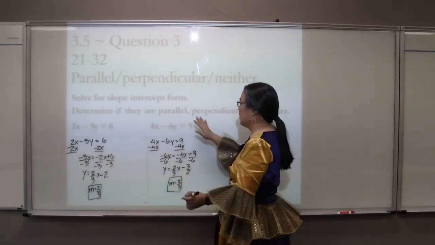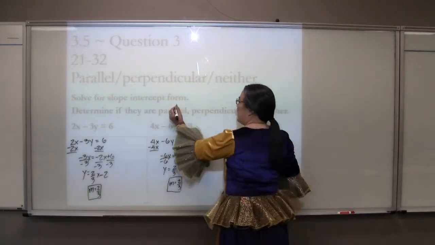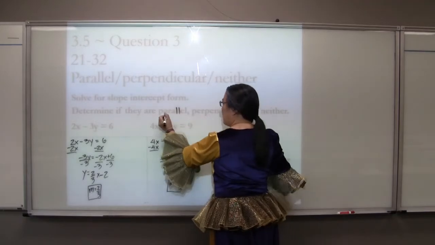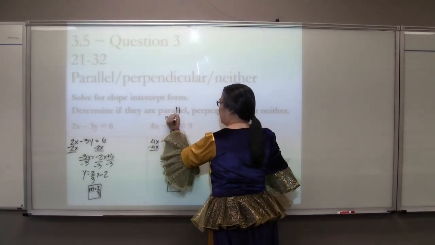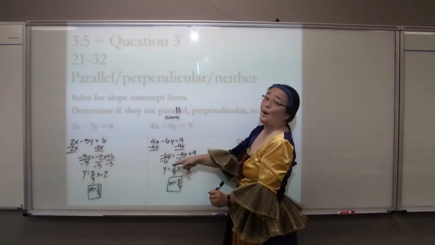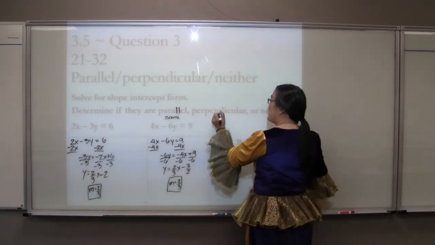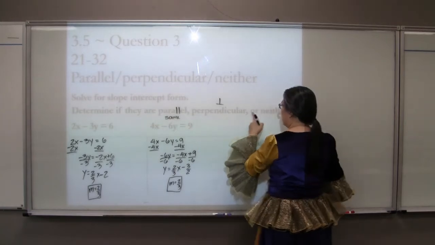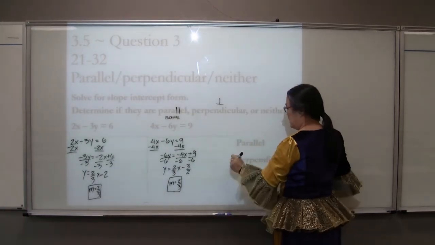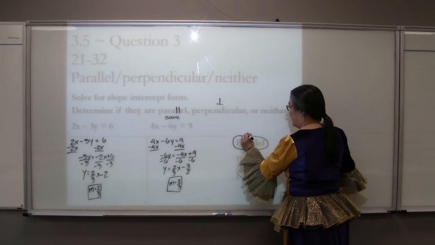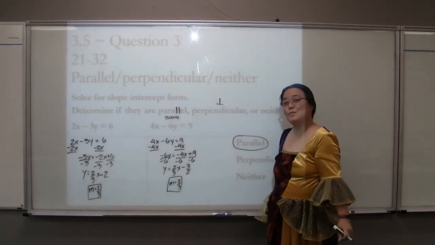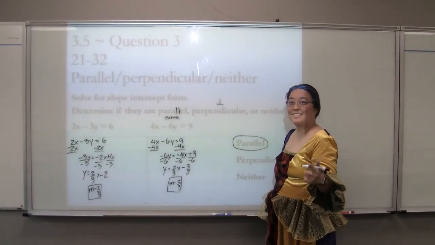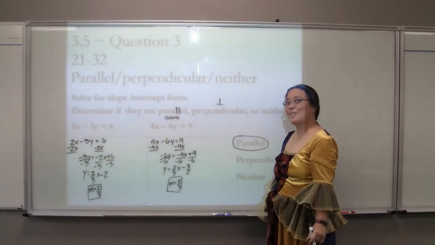Now we have to determine, are they parallel, perpendicular, or neither? Again, the rules say that the slopes of parallel lines have to be exactly the same. And you might say, hey, I already know they're exactly the same. Perpendicular are going to be, change the sign and flip it, they're negative reciprocals, and neither is anything else. Since these are exactly the same, they're parallel. Don't worry, there will be some neithers on homework, quizzes, tests, midterm, final, all that stuff.